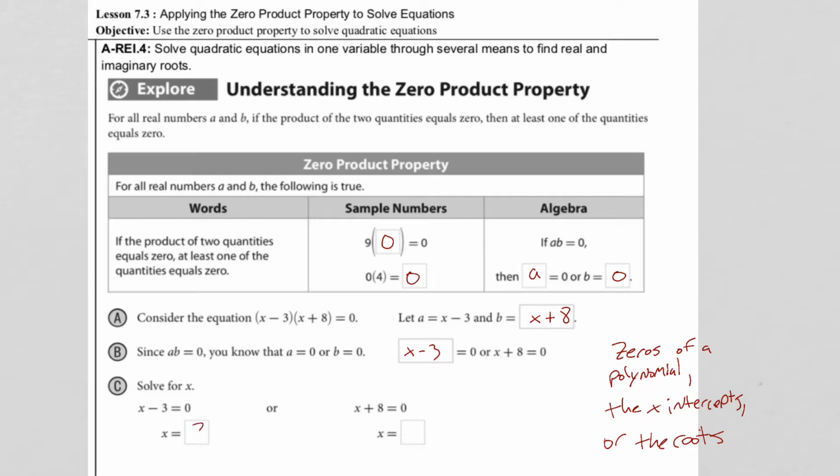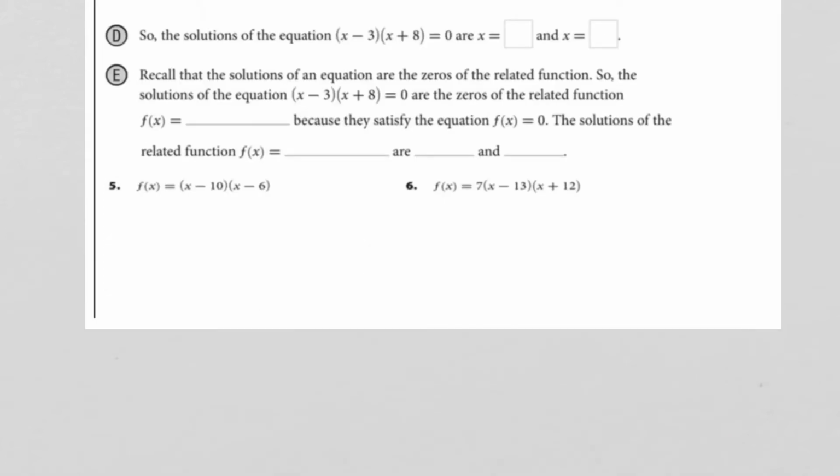So if x minus 3 equals 0, then x must be 3. And if x plus 8 is equal to 0, then x must be negative 8. Oh, and then last little bit. If I ask you to find the zero of a polynomial, the x-intercept of a polynomial, or the root of a polynomial, these are essentially all the same things. So this equation is equal to 0 when x is equal to 3 or when x is equal to negative 8.